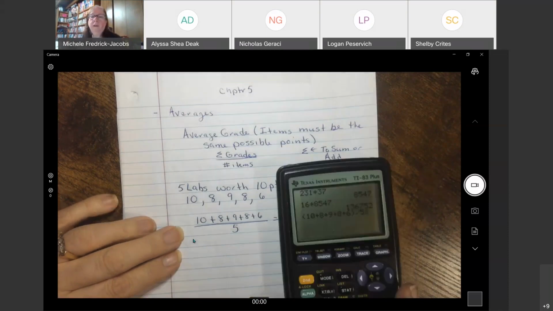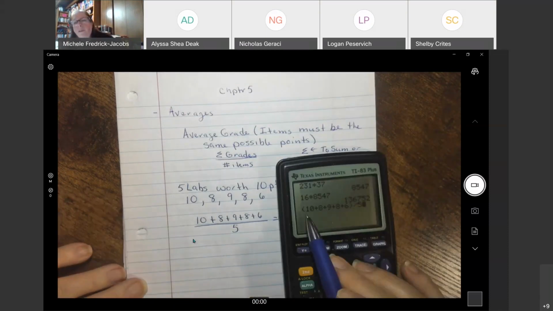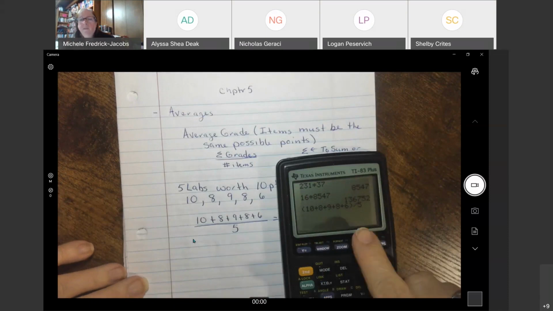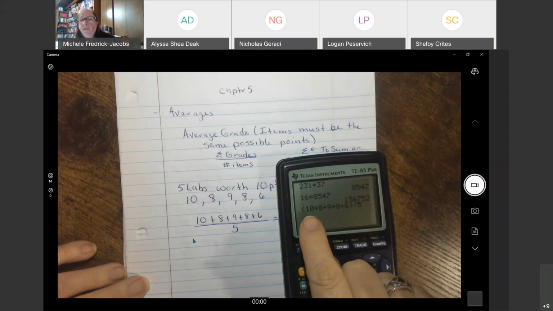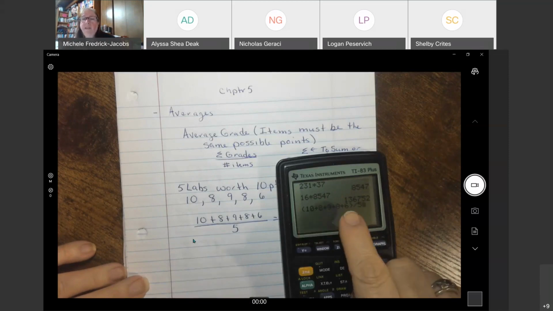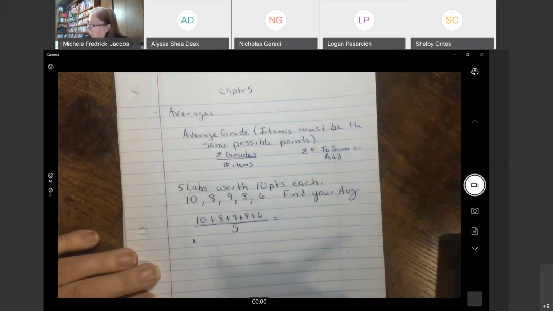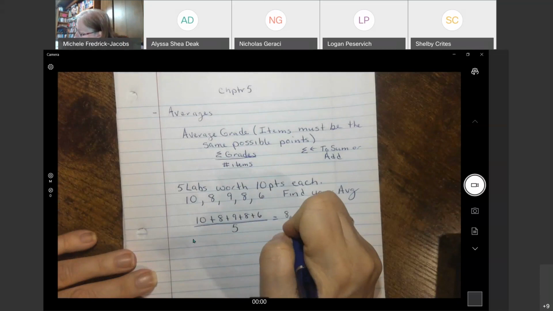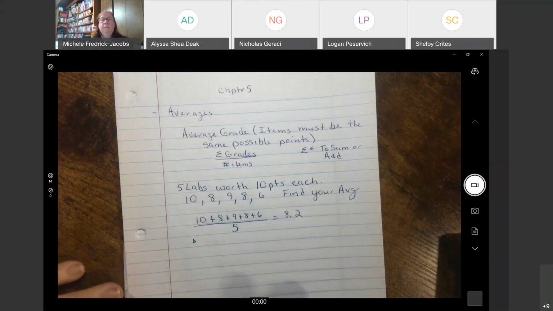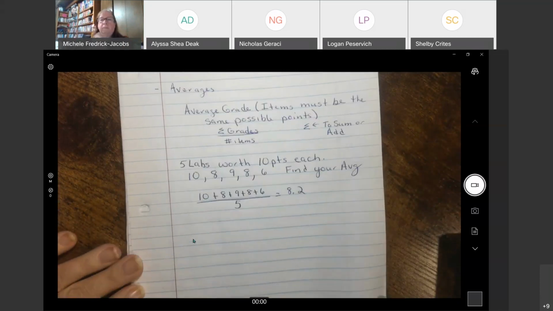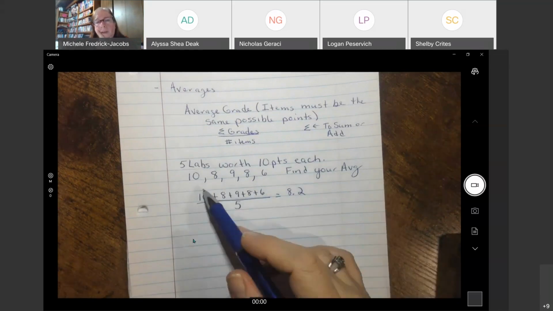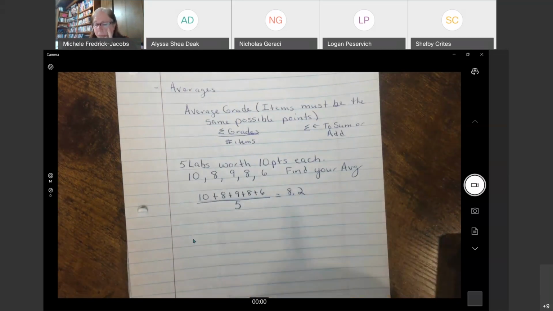Now, if you're entering it all at once, you have to put these in parentheses. Otherwise, it will only divide the 5 into the 6. So either just add first, hit enter, and then divide, or put them in parentheses. You should get 8.2. So out of these 5 labs, the average would be an 8.2.